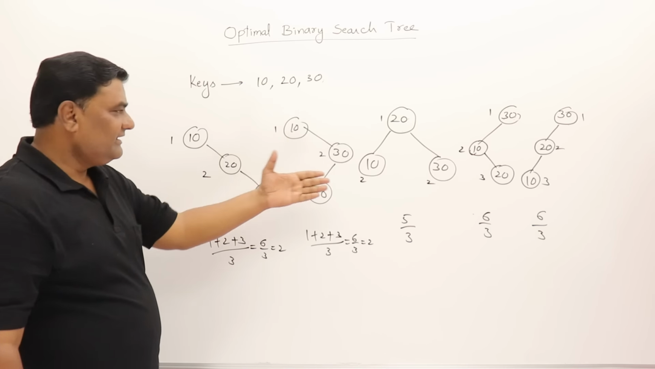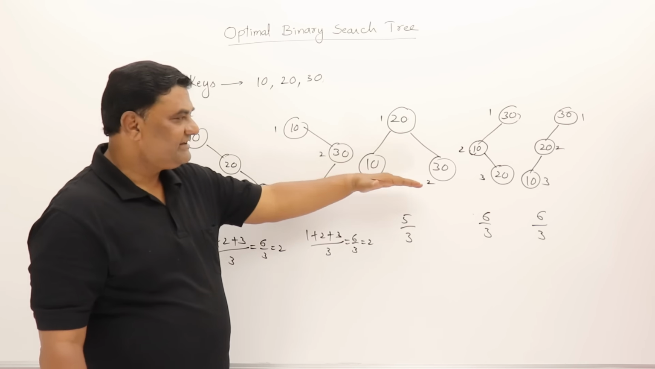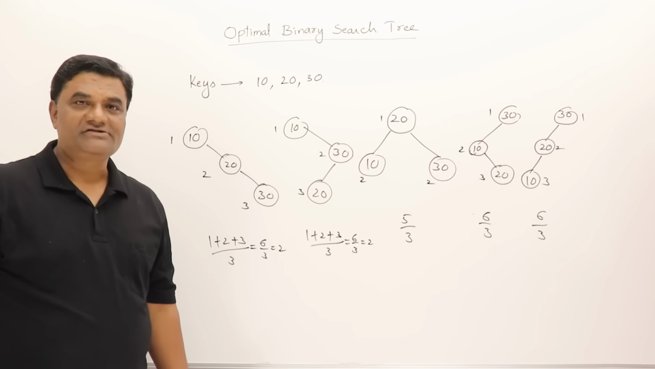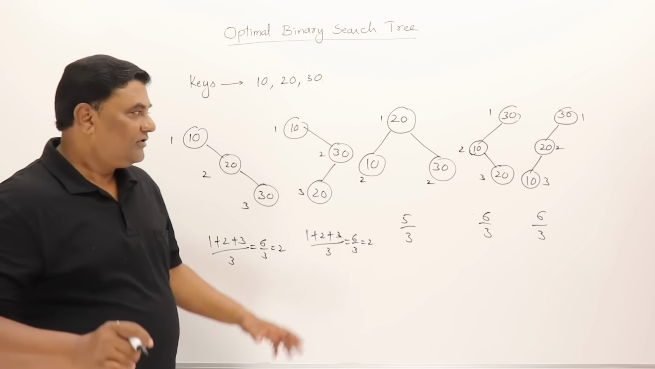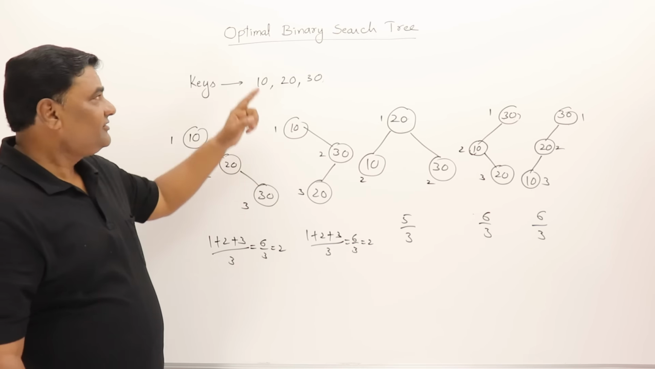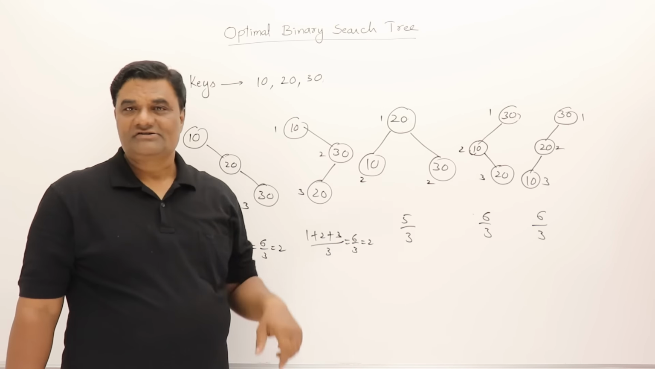So why we got less is the height of this tree is less. So that's why this is a balanced binary search tree. So I have shown you what it means by height balanced binary search tree. Now let us come to the actual problem, that is optimal binary search tree.